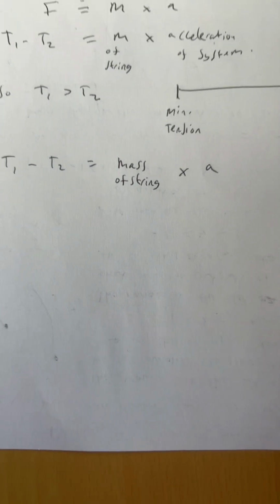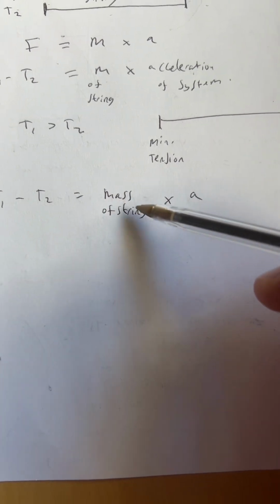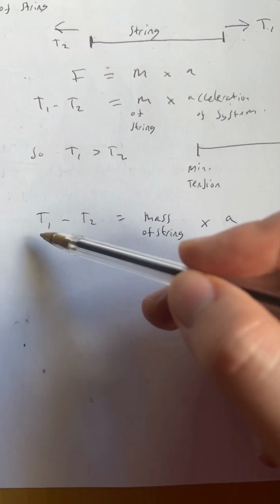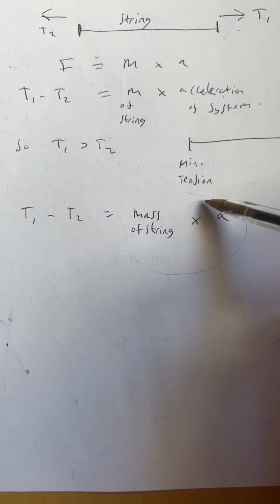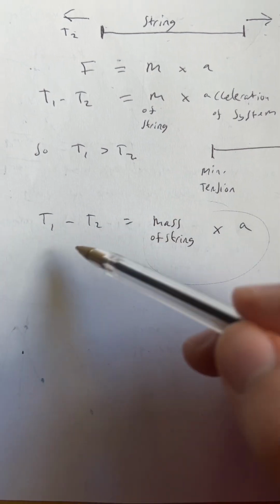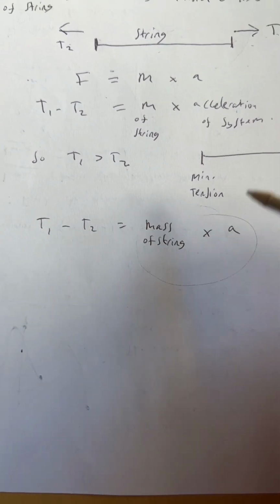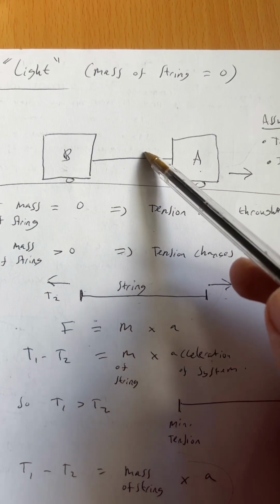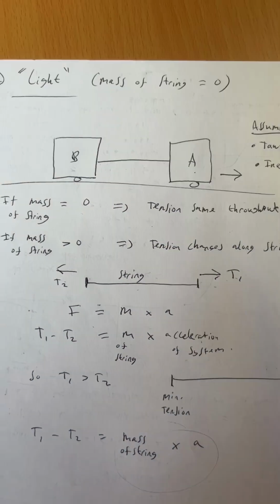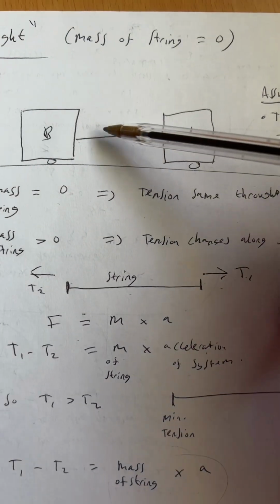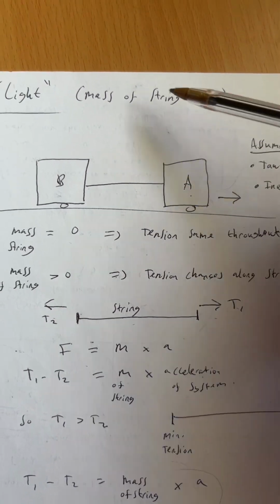So hopefully you can now appreciate that if that mass there is 0, then that means that T1 must be equal to T2, because then this whole thing there would be 0. So add the T2 to both sides, T1 equals T2. So that means that if you have a massless light string, then the tension is the same across the entire string.